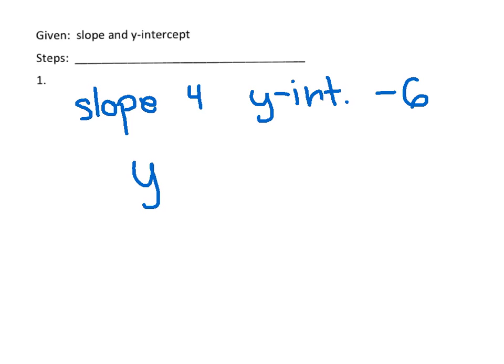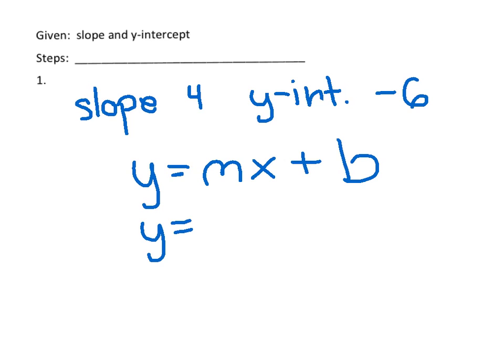So since we have slope-intercept form clearly laid out for us that m is slope and b is y-intercept, to write this as an equation, you're just going to substitute 4 for m and -6 for b. So your equation is y equals 4x minus 6. Easy enough. So go ahead and please write the steps on how you would write an equation given the slope and the y-intercept. And now we're going to move on to the second part of our lesson.